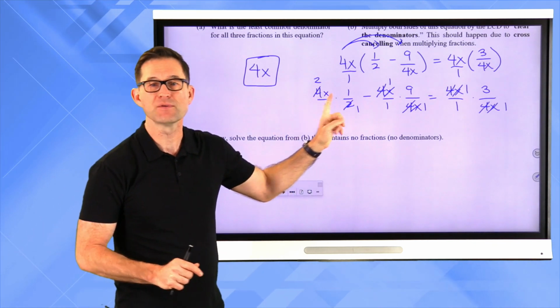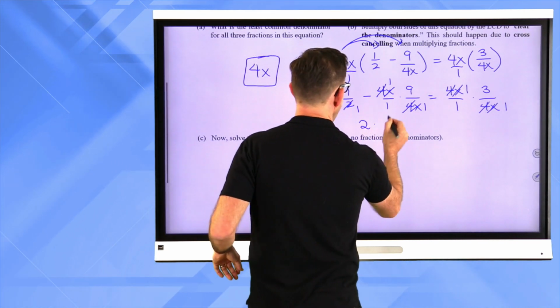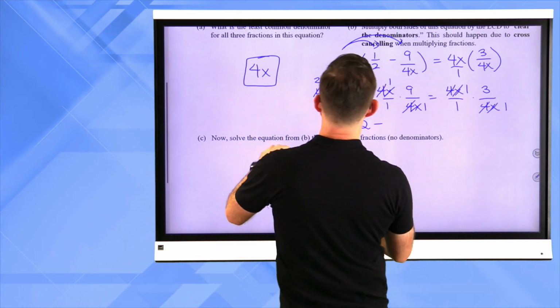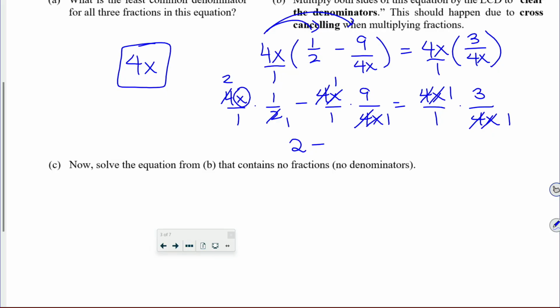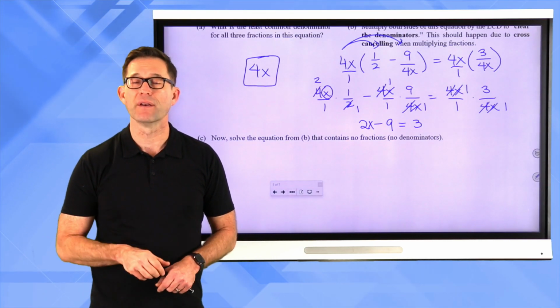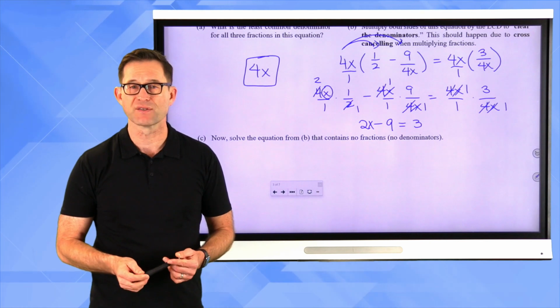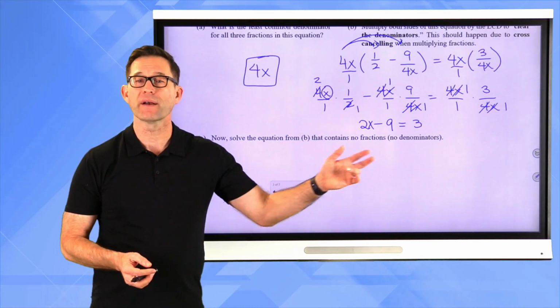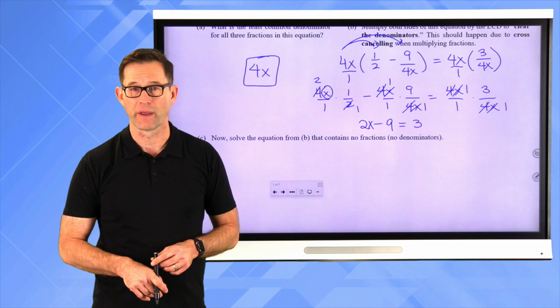I've got 2 times 1, which is just 2, minus 1 times, nope, I lost that x. Sorry, 2x times 1, which is 2x. Here I've got 1 times 9, which is 9. And here I have 1 times 3, which is 3. So by multiplying both sides by 4x, all of my denominators have canceled, and I've been left with 2x minus 9 is equal to 3.